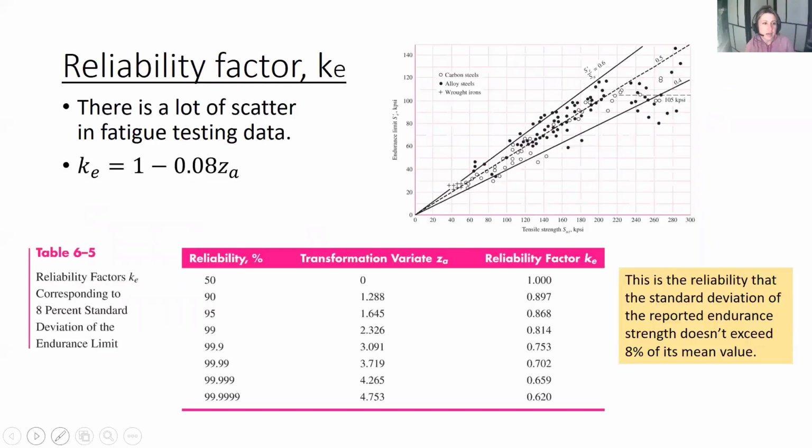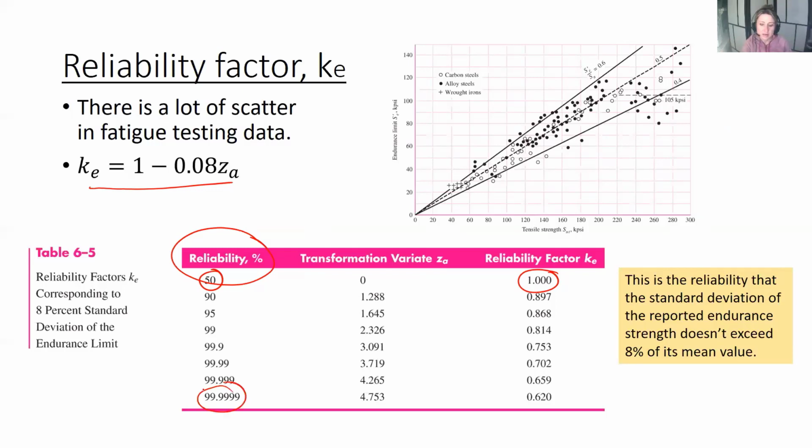Reliability factor, KE, basically there is just a lot of scatter in fatigue testing data. You don't have to use this equation. So if you're given a certain amount of reliability, for example, 50% reliability, your reliability factor KE would be 1. And this reliability doesn't mean that you have a 50-50 shot of your part failing in fatigue loading. This is the reliability that the standard deviation of the reported endurance strength doesn't exceed 8% of its mean value.